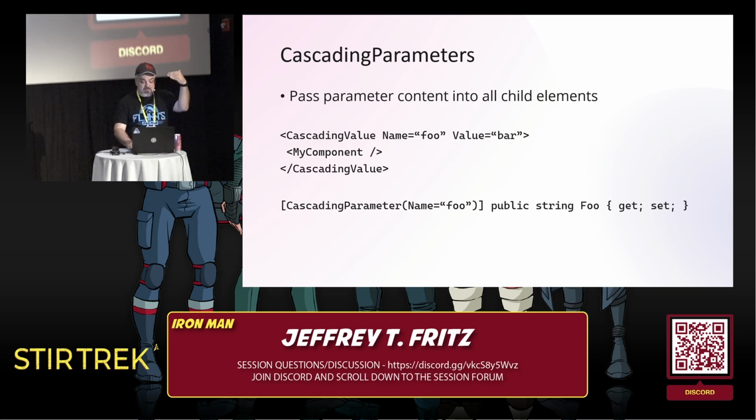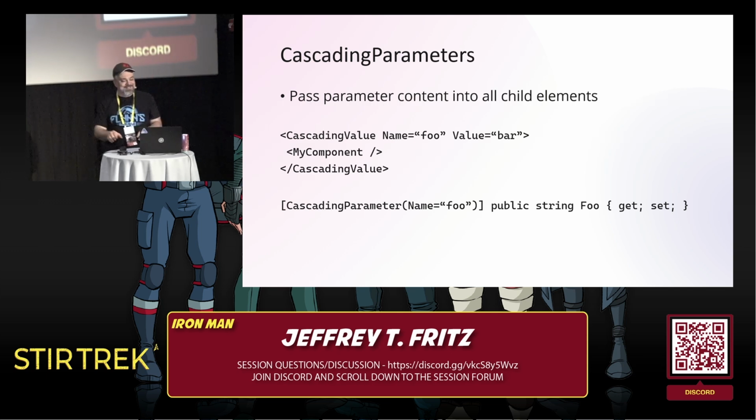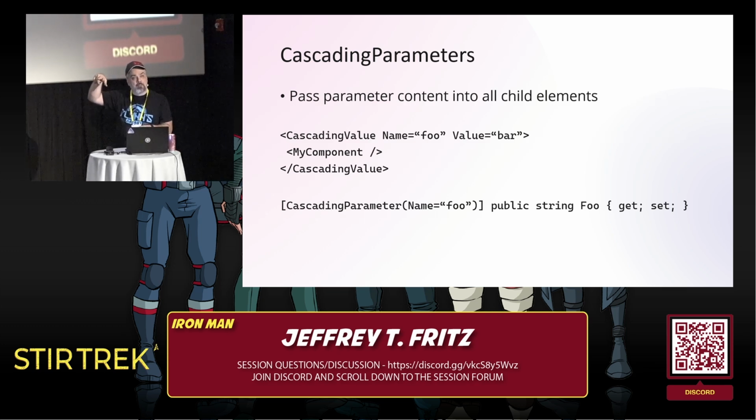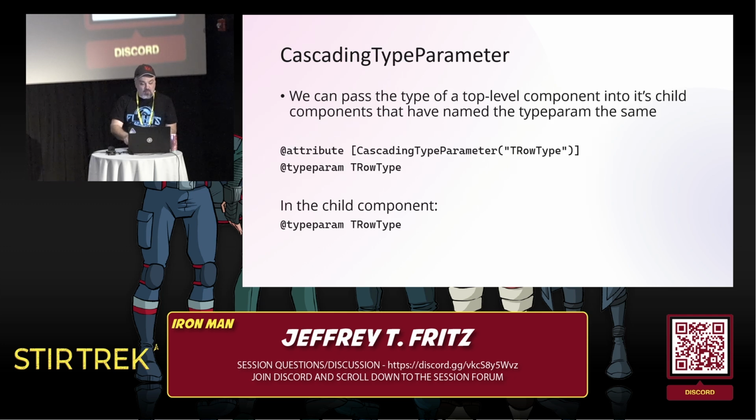So we have a cascading parameter. It's a way for us to have a parameter that's made available to all the components inside the cascading value tags, okay? And we can also cascade a parameter type.